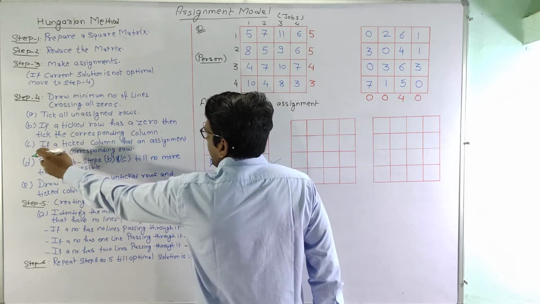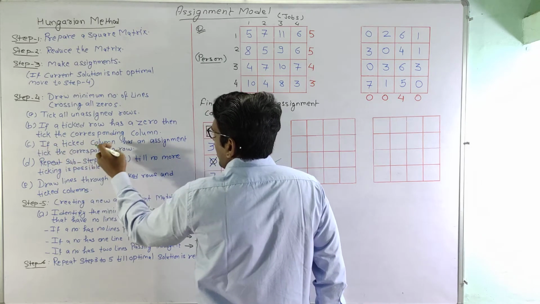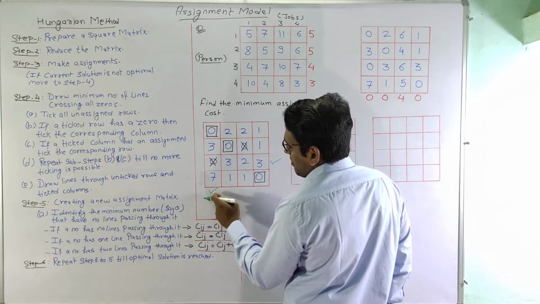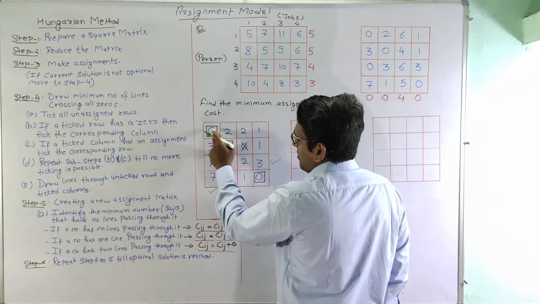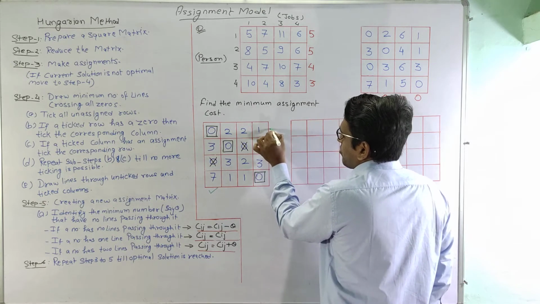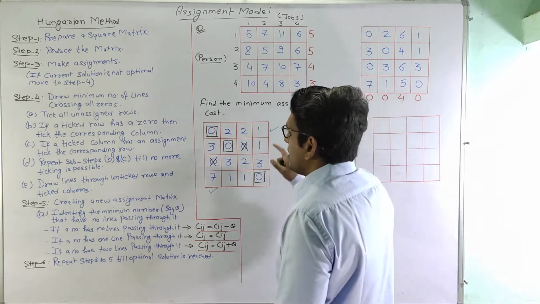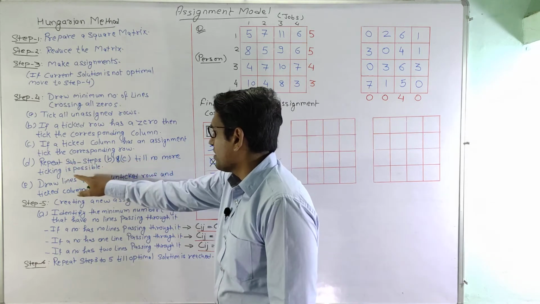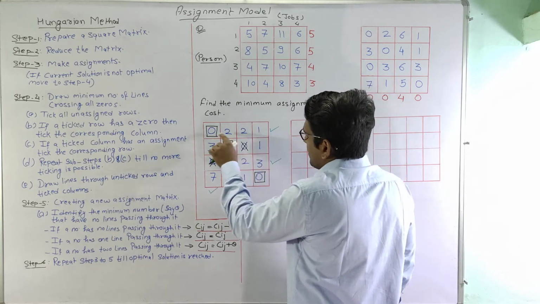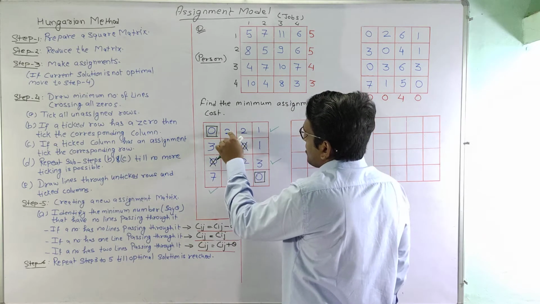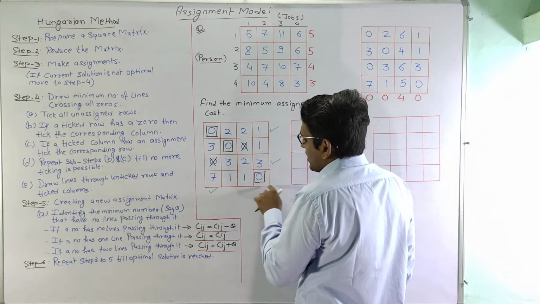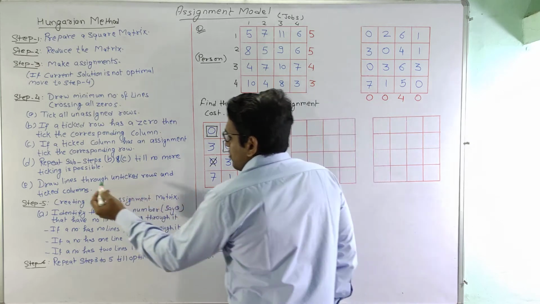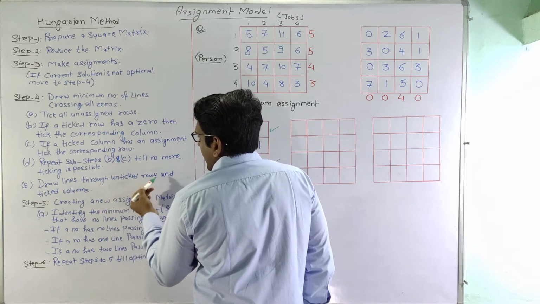Now in the next step, if the ticked column has an assignment, tick the corresponding row. So we can see that this ticked column has an assignment, then tick the corresponding row. Okay, then repeat the substeps B and C till no more ticking is possible. So we can see that after ticking there is no more zero in this row, so our ticking has been done here.